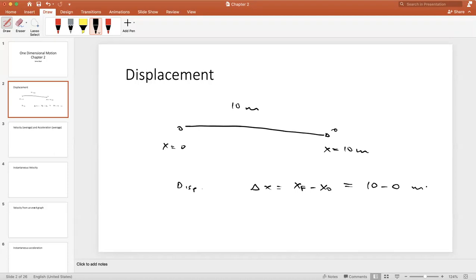Whenever we have this triangle x or triangle t or triangle y, it always means final minus initial. These little subscripts mean final and initial. We use 0; I don't know why they use 0 for initial. This doesn't have to be 0. This could be 2 and this could be 12, and we'd still get 10 meters of displacement, okay? All you're doing is describing how far the object traveled in the x or the y or the z. So this could be delta y or delta z or delta r. Displacement is just the change of position.